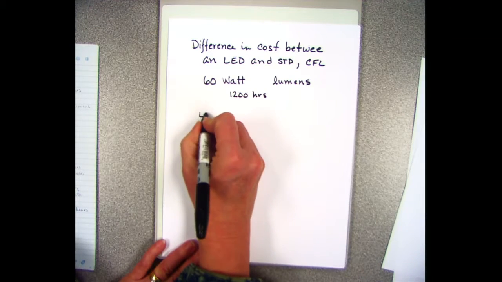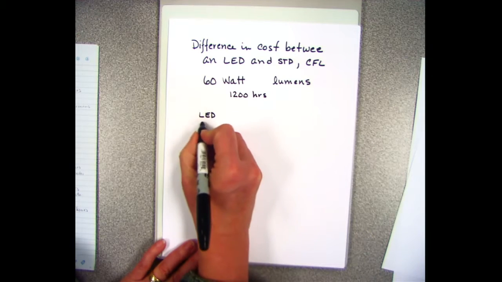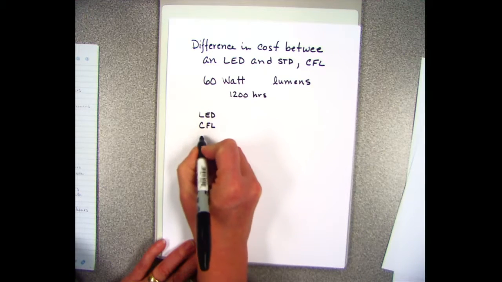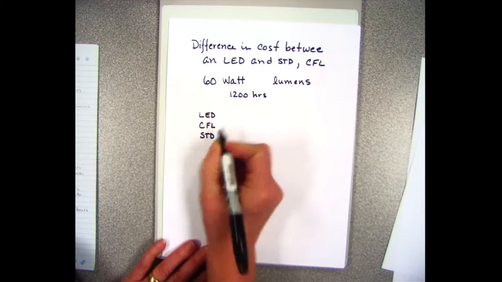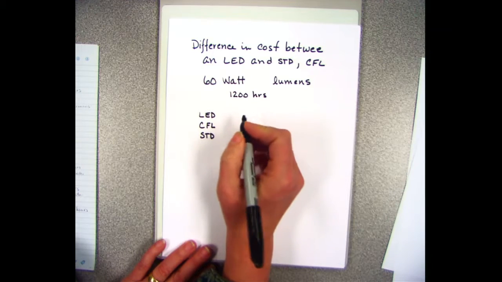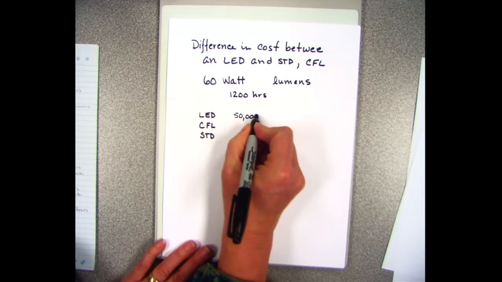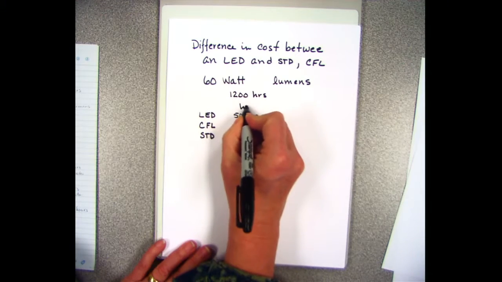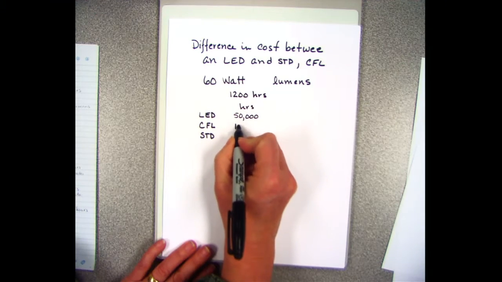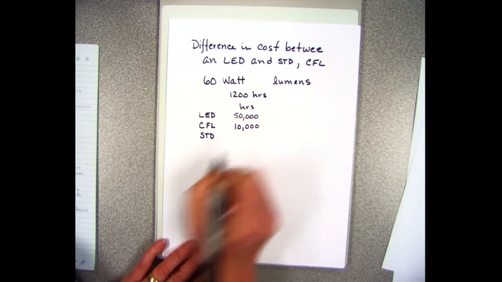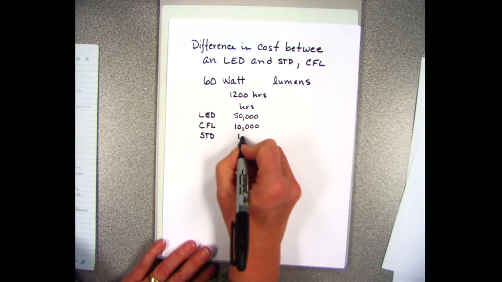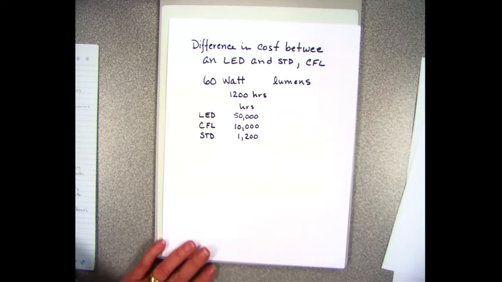I'm going to do LEDs, compact fluorescents, and then standard. The lifetime for an LED is predicted to be 50,000 hours. The lifetime for a compact fluorescent is predicted to be 10,000 hours, and our good old standard light bulb is expected to be 1,200 hours.